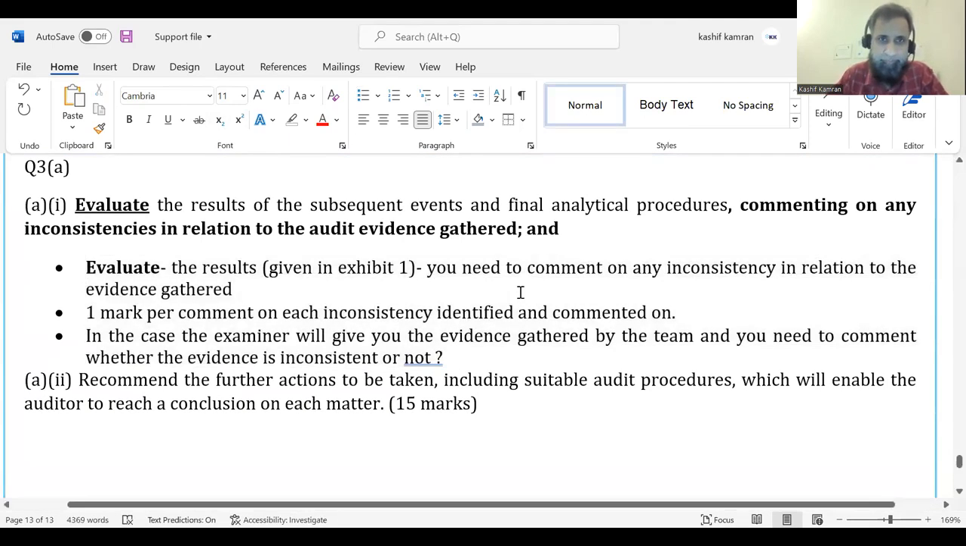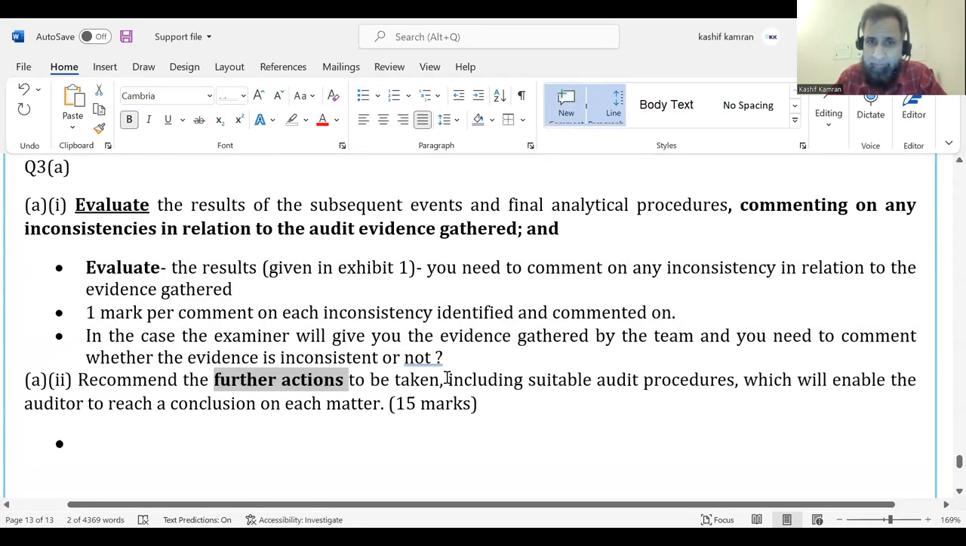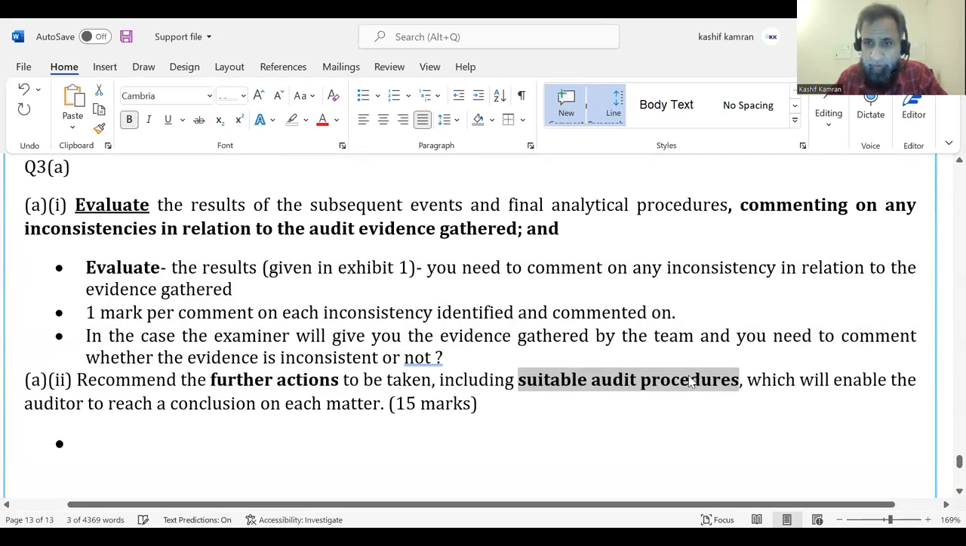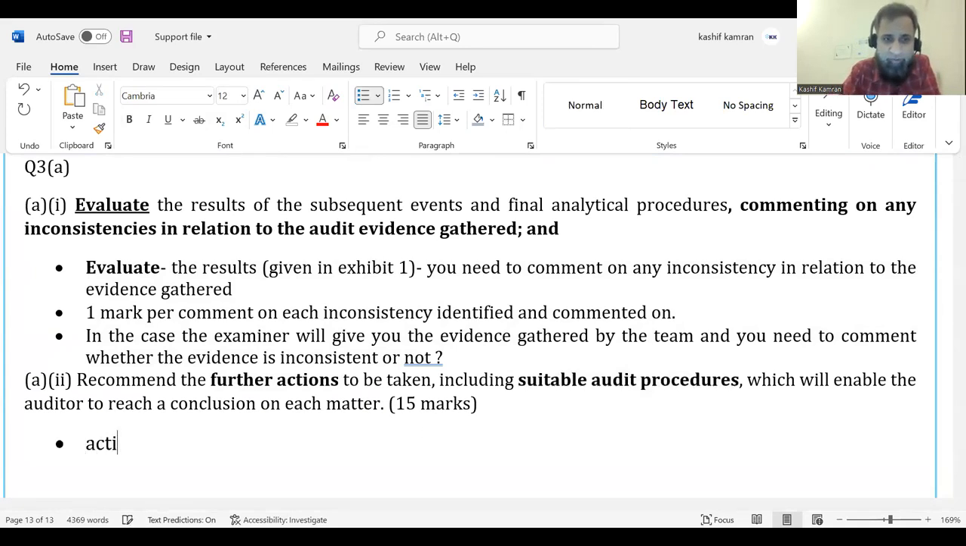A2. Recommend further actions. So what you need to recommend? Further actions to be taken if there is any inconsistency in the evidence, including suitable audit procedures, which will enable the auditor to reach a conclusion. 15 marks in total for A1 and A2. So you need to write actions and you need to write procedures in the second part of the requirement. Actions and procedures to be taken. Irrespective of whether you write action or procedure, you're not bifurcating them.